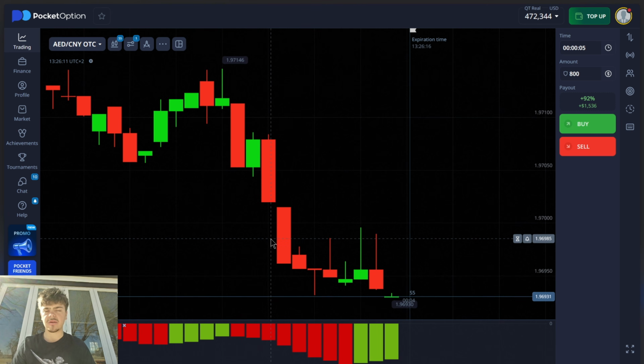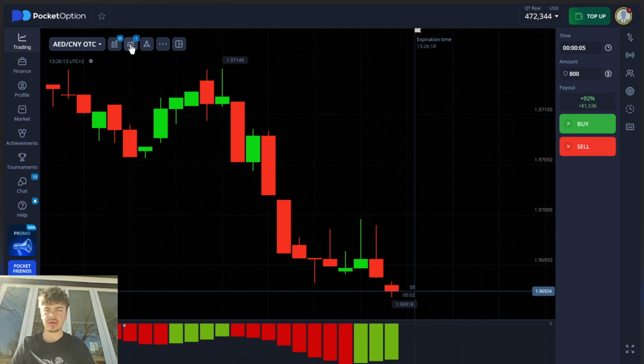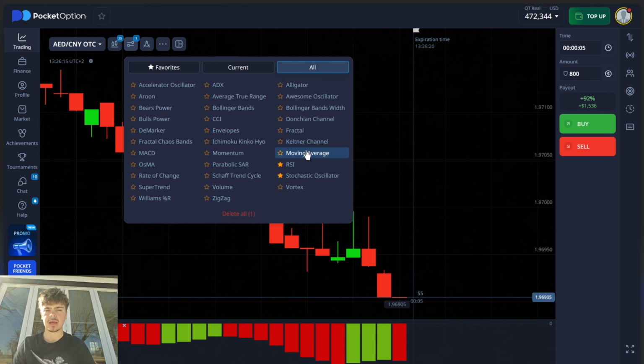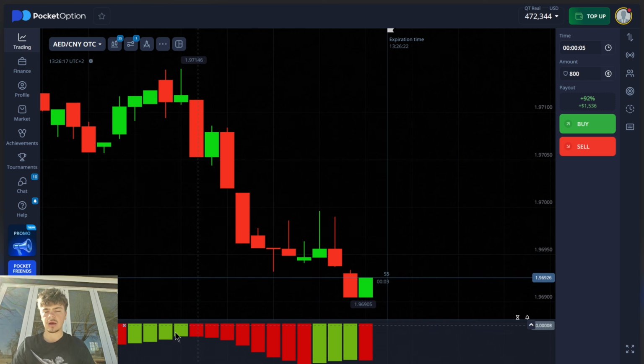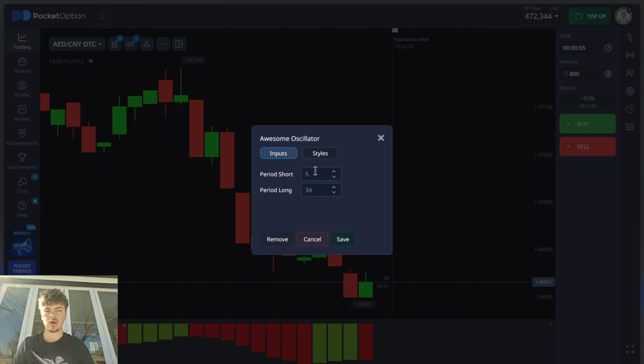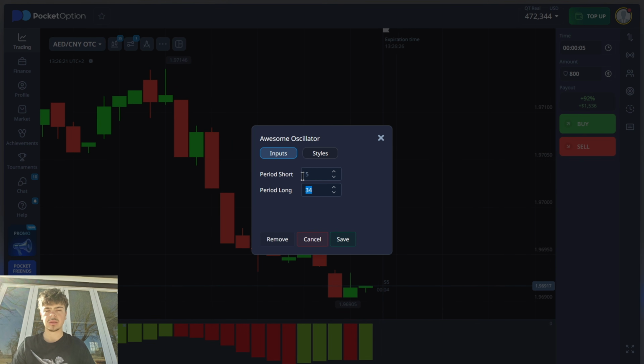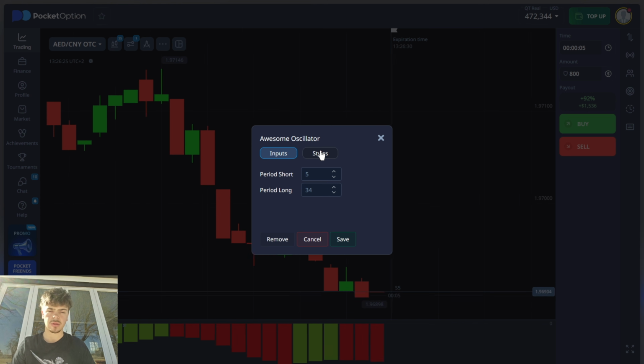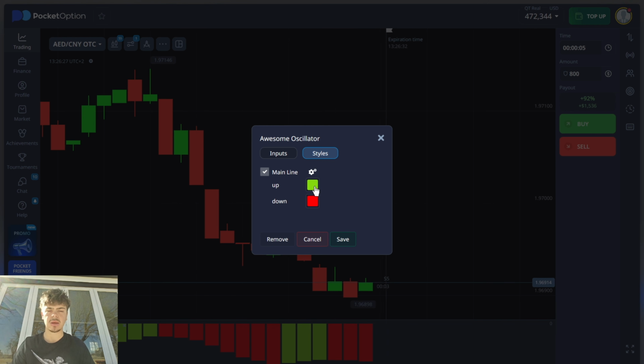Now once you have set everything up, I want you to come to the indicator side over here and select the Awesome Oscillator. Now the settings on the Awesome Oscillator are going to be the complete defaults. The short period is going to be 5, the long period is going to be 34. The styles stay the exact same, with the up as green and the down as red.